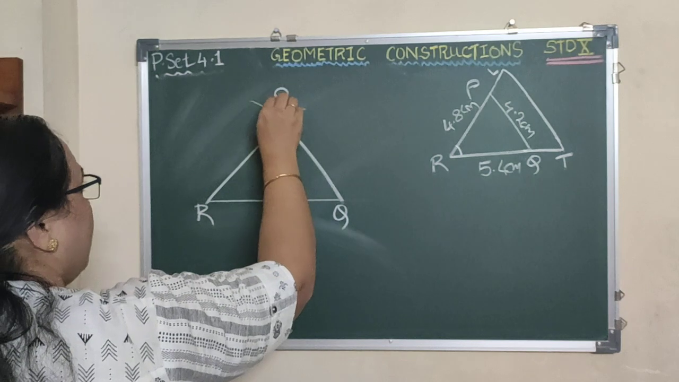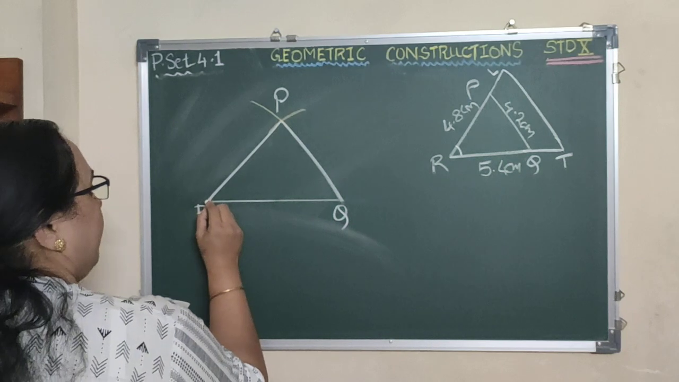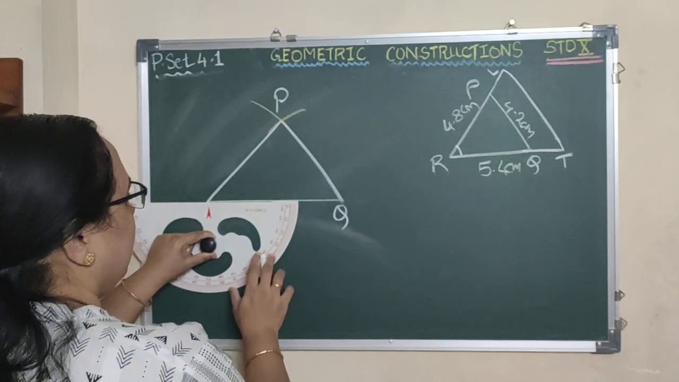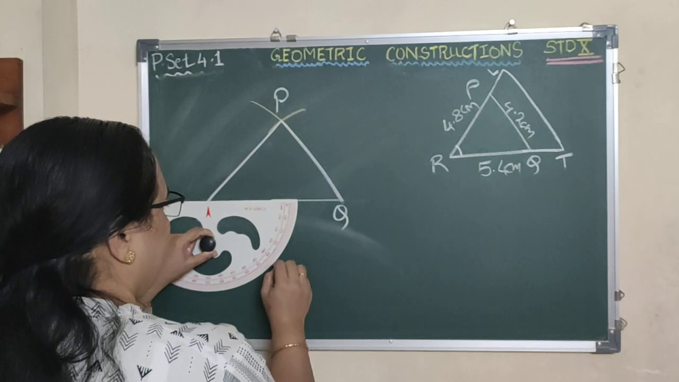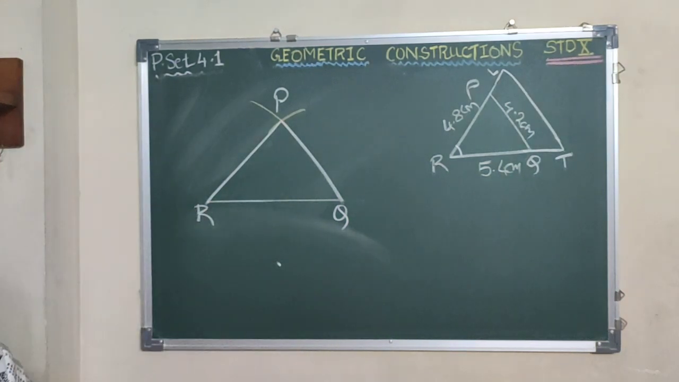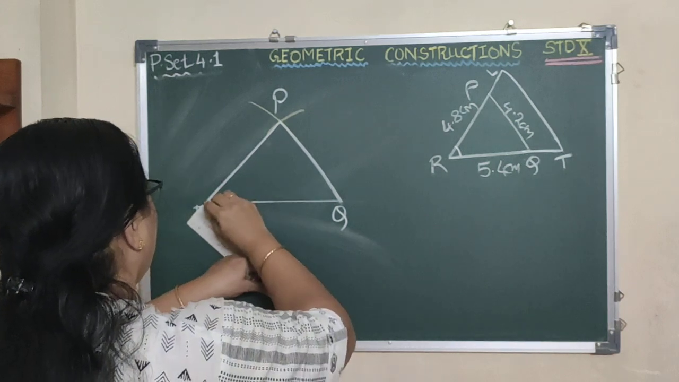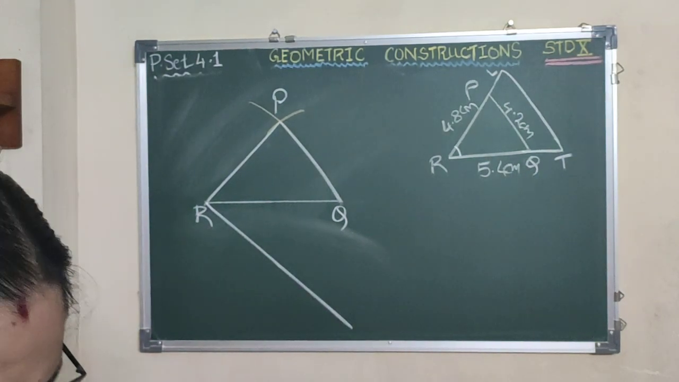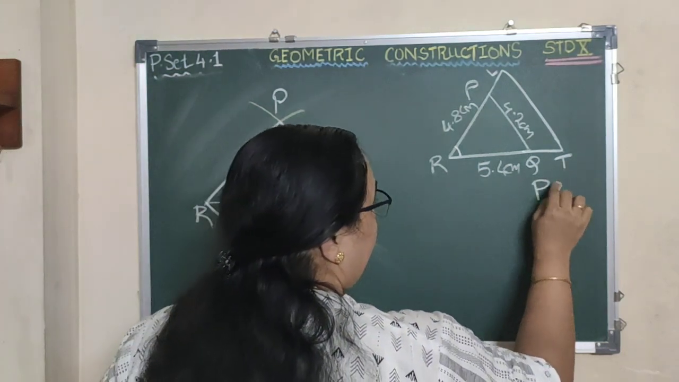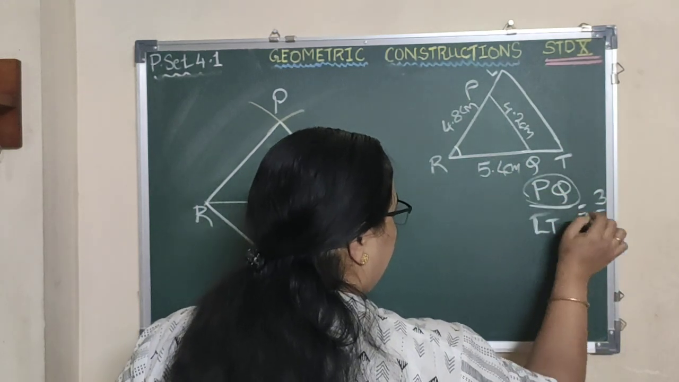After we complete the triangle PQR, now we think about the division of segment. That is, we take an acute angle at point R. So I keep my protractor and my 0 is on ray RQ. I take 40 degrees, 50 degrees as per convenience, because we have to take an acute angle. Now we join this and complete the angle. After that, we keep the compass ready. How many parts do we have? According to the question, PQ upon LT was equal to 3 upon 4. So this is 3 parts and this is 4 parts.